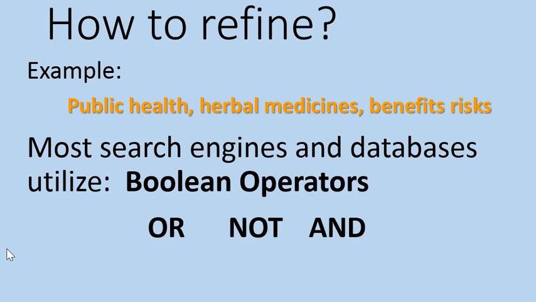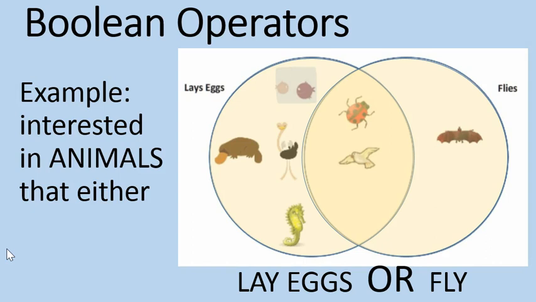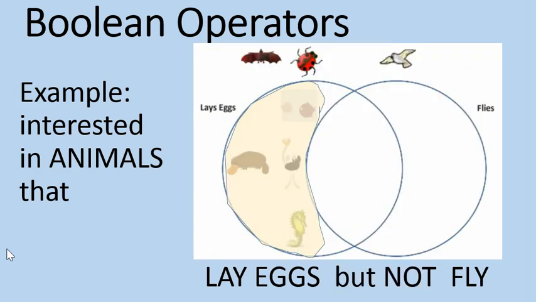You might have noticed in the MeSH terms video, the PubMed search builder had lots of punctuation and Boolean operators. So let's quickly review this. Here is the Boolean operator OR. Here we see a representation of the animals that either lay eggs or fly. Here is the representation of the Boolean operator NOT. Here we see animals that lay eggs but do not fly.